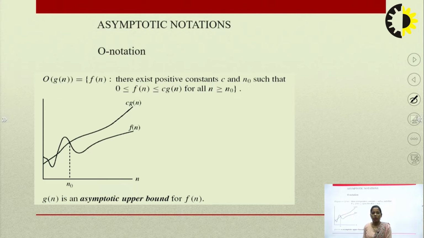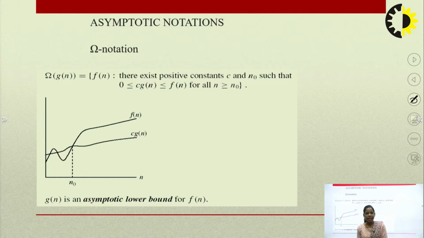g(n) is an asymptotic upper bound for function f(n). With the help of this diagram, you can also conclude that function g(n) gives the worst case complexity to the function f(n) because it gives the maximum time taken to solve a particular problem. When it takes maximum time to solve a particular problem, that means it is the worst case complexity of the algorithm.